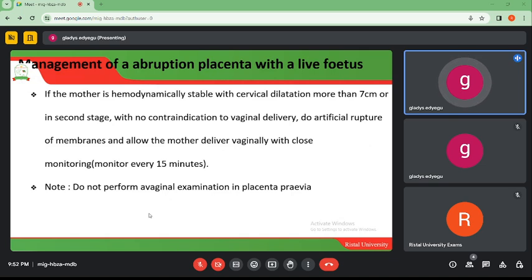Then do not perform vaginal examination in placenta previa. So in abruptio placenta, you can do vaginal examination, but in placenta previa, never do vaginal examination. And we talked about using a spatula for inspection of the cervix in placenta previa.